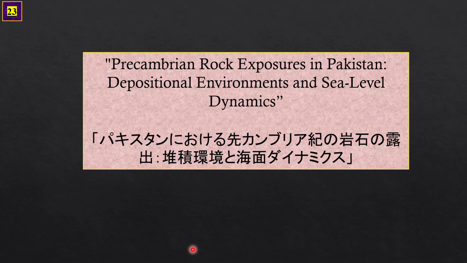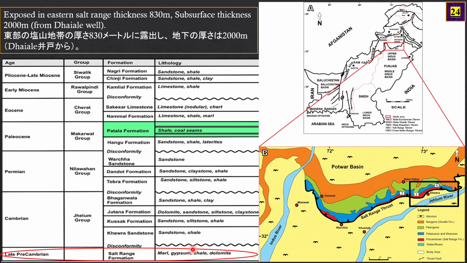So in the last, the Precambrian rocks exposed in Pakistan, their deposition and sea level dynamics. In Pakistan, the oldest rocks are Precambrian rocks. These are the Salt Range formation, in which marl, gypsum, shale, dolomite are present. Mostly the Precambrian Salt Range formation is present in the decollement zone of the MFT fault, but this is the type locality of the Salt Range formation. It is exposed to 830 meters, but in the subsurface 2000 meters.